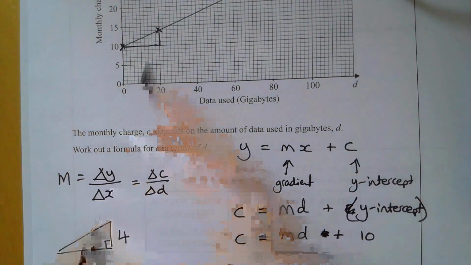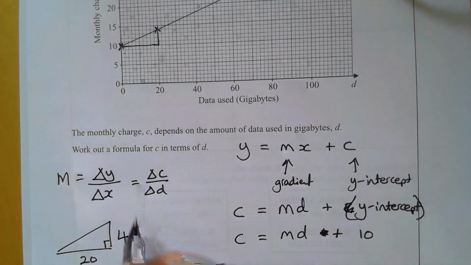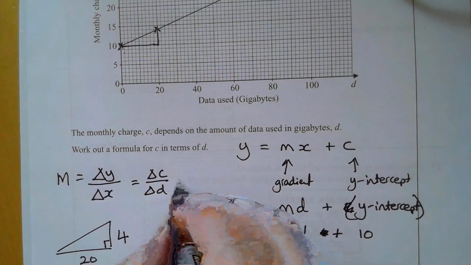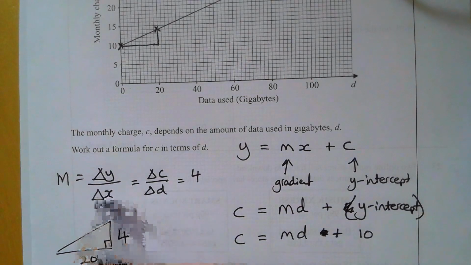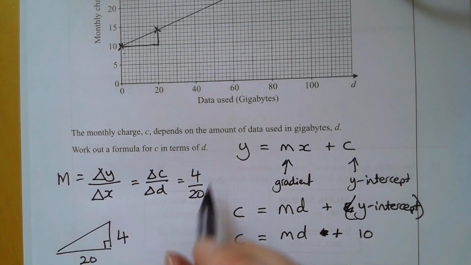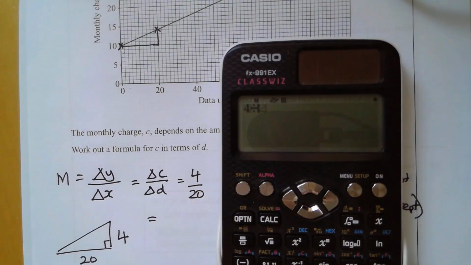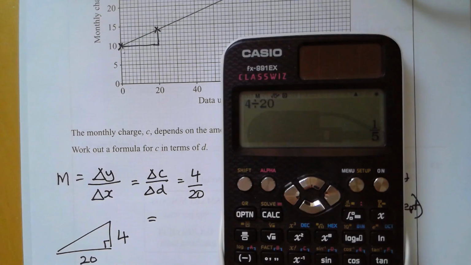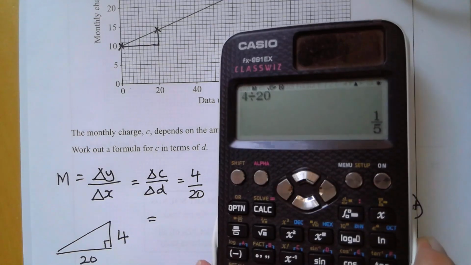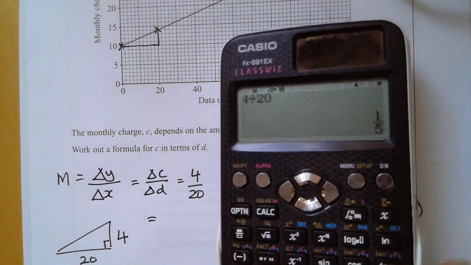Across here, we've got 20. It says here 0 to 20, it is 20. So my change in y is my 4, and my change in x is my 20. So the m is 4 divided by 20. Put that into your calculator. It gives us 1/5. I prefer it as 1/5. You can have it as 0.2, but I'm going to leave it as 1/5.